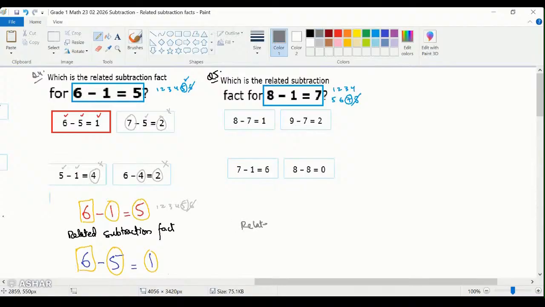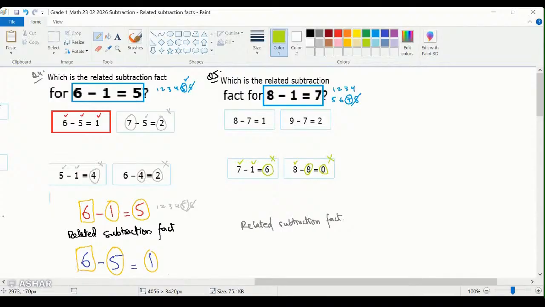So we need to find the related subtraction fact. Let's see. In the last option, we have an 8, but we have another 8 and 0. This is not possible. Agreed? Then we have a 7, we have a 1, but we have a 6. That's not required. Okay, Precious, do we agree?